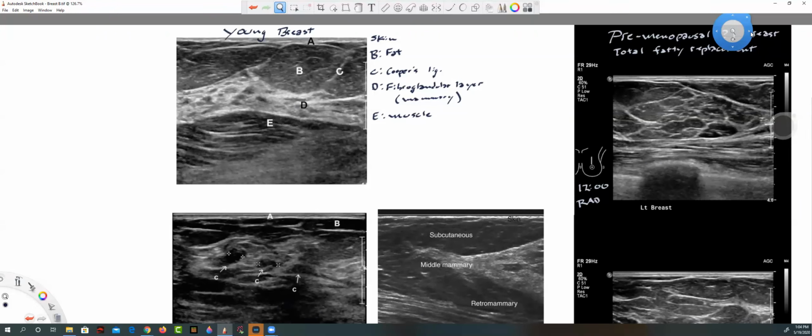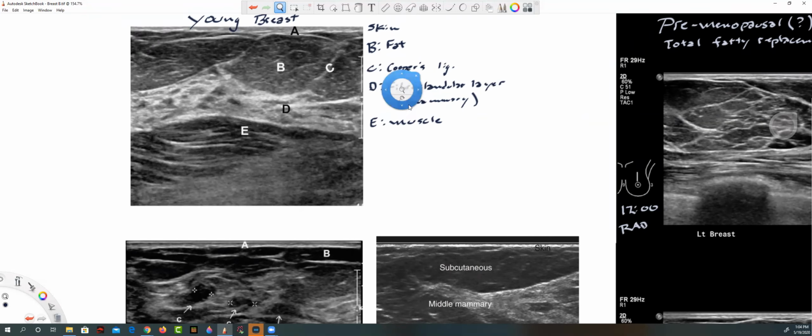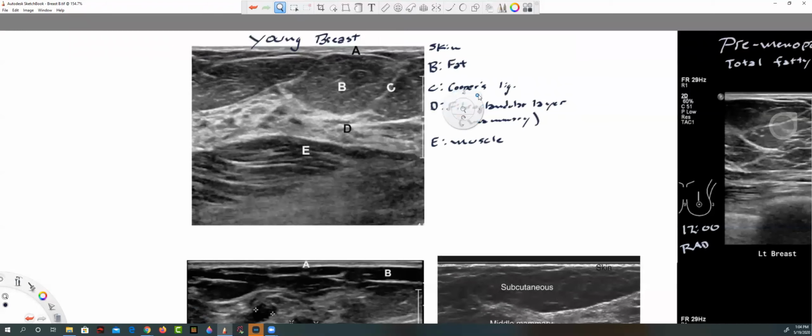This image here, let's get a little closer. You can tell just by looking at it that this is a young person's breast. Obviously, as we put the transducer down, the very first thing we see is the skin, and then we see the fat layer.